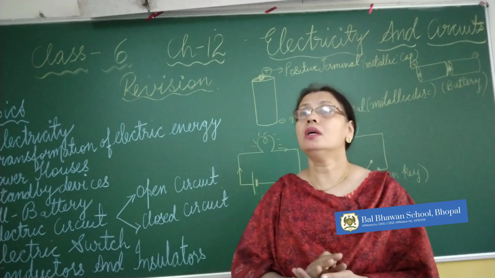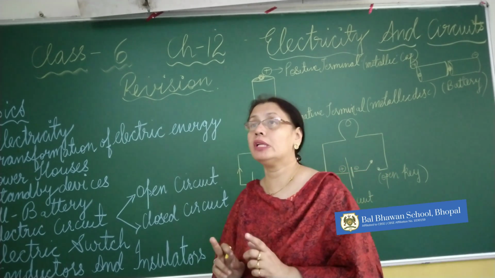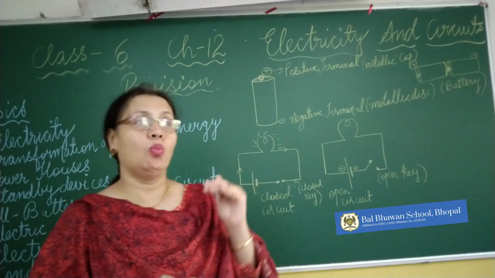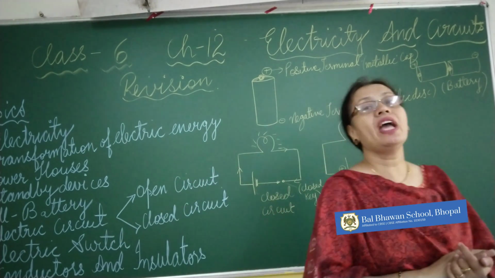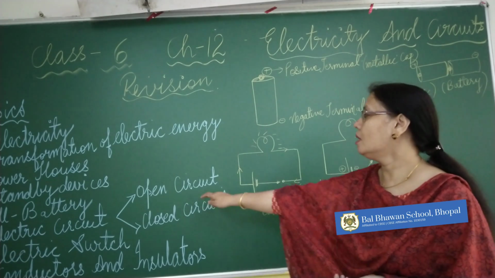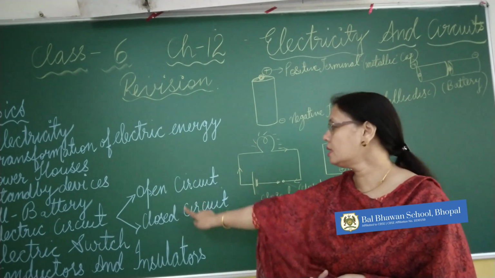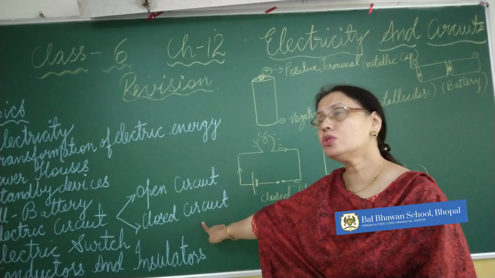Now, depending upon whether the switch is in on position or off position, or depending upon whether the circuit is complete or incomplete, that is whether the current is flowing through the circuit or not, we have two types of circuit. First is an open circuit and then we have a closed circuit.